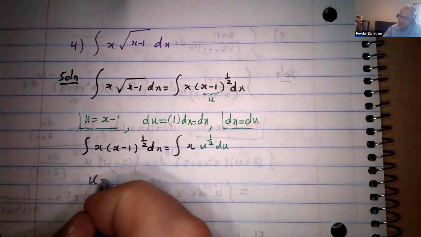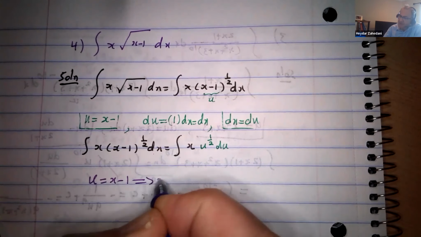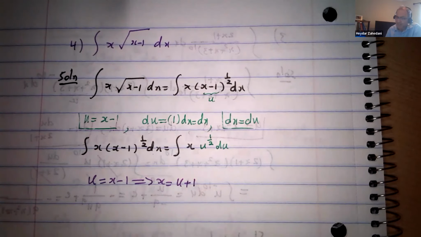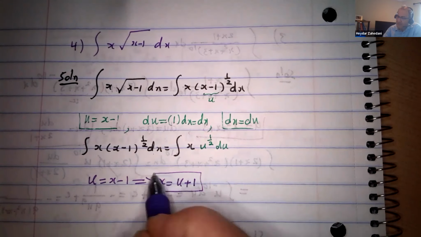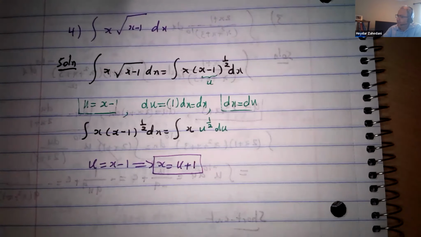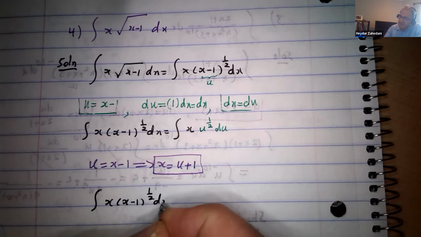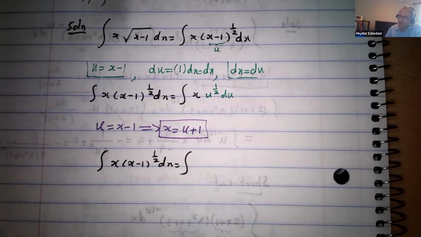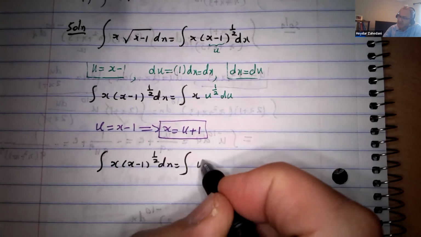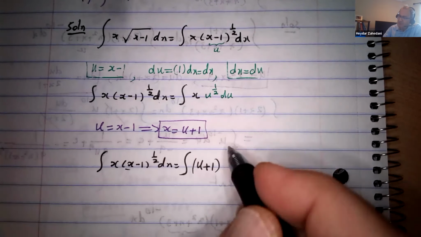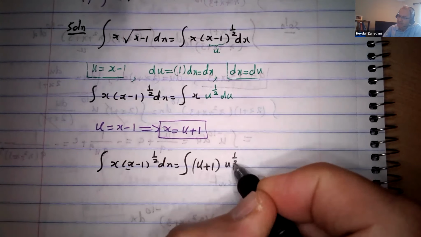So we say, oh, u is x minus 1. So I find the x. x would be u plus 1. So go back here. We repeat it again. It was x times (x minus 1) to the half dx. You see, for the x, we substitute u plus 1. And x minus 1 is u, so it's going to be u to the half, u to the half du.